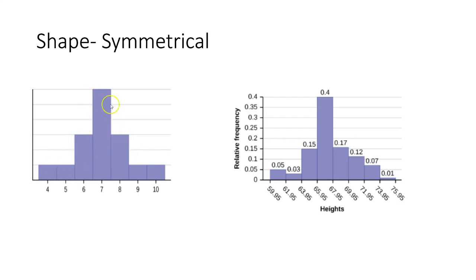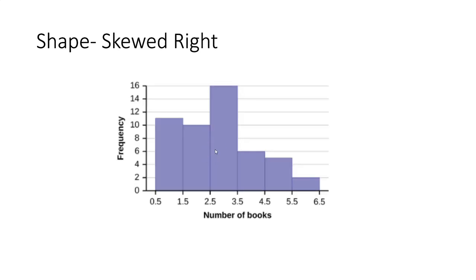This one is literally perfectly symmetrical. It doesn't have to be perfect, but you see this makes a nice bell-shaped curve. It's symmetrical, like you draw down the middle. It's essentially the same on both sides. You go over here, this isn't perfect, but basically symmetrical. So you've got your shape, we've got uniform, symmetrical, or skewed.